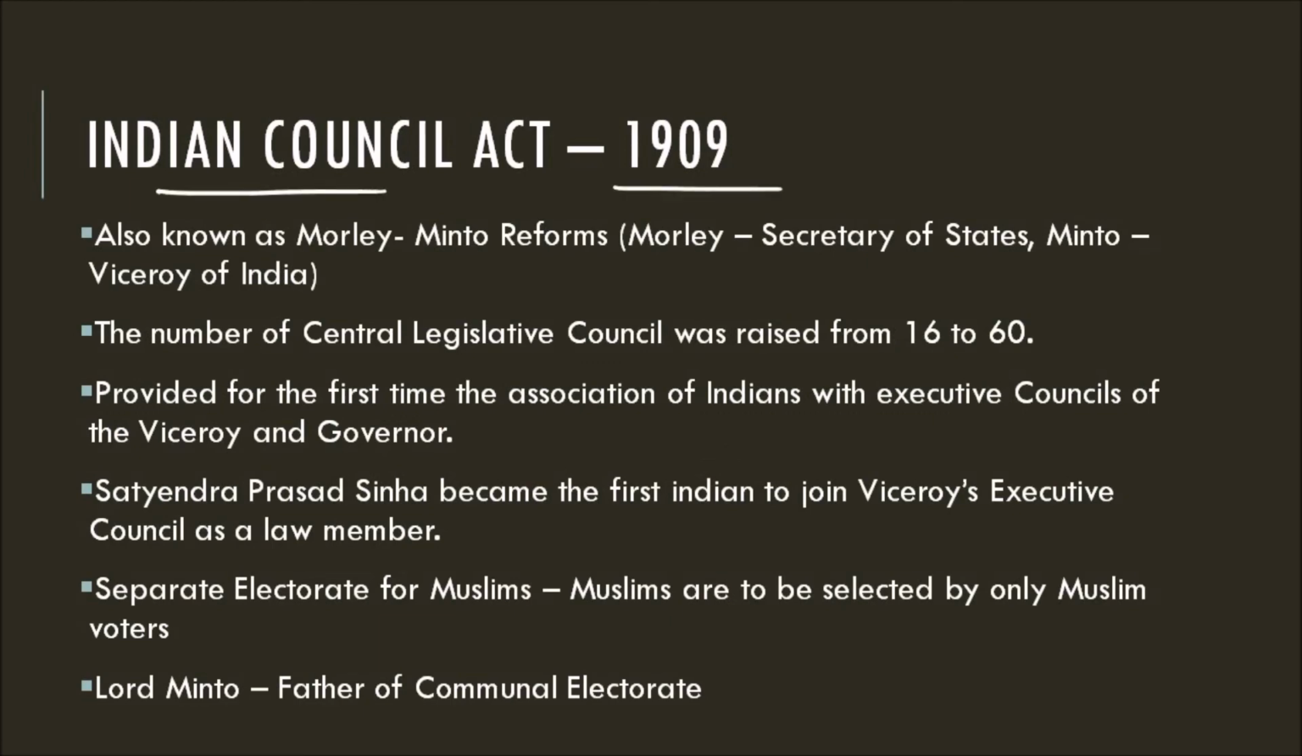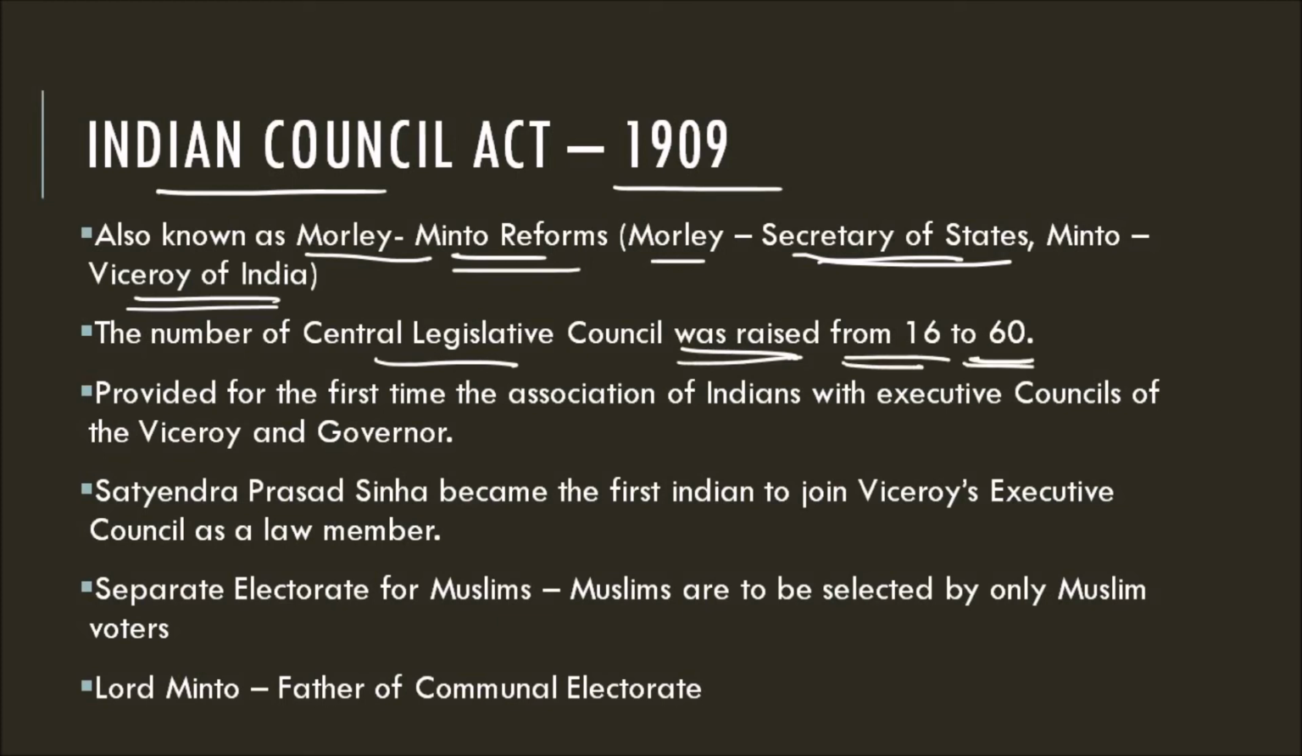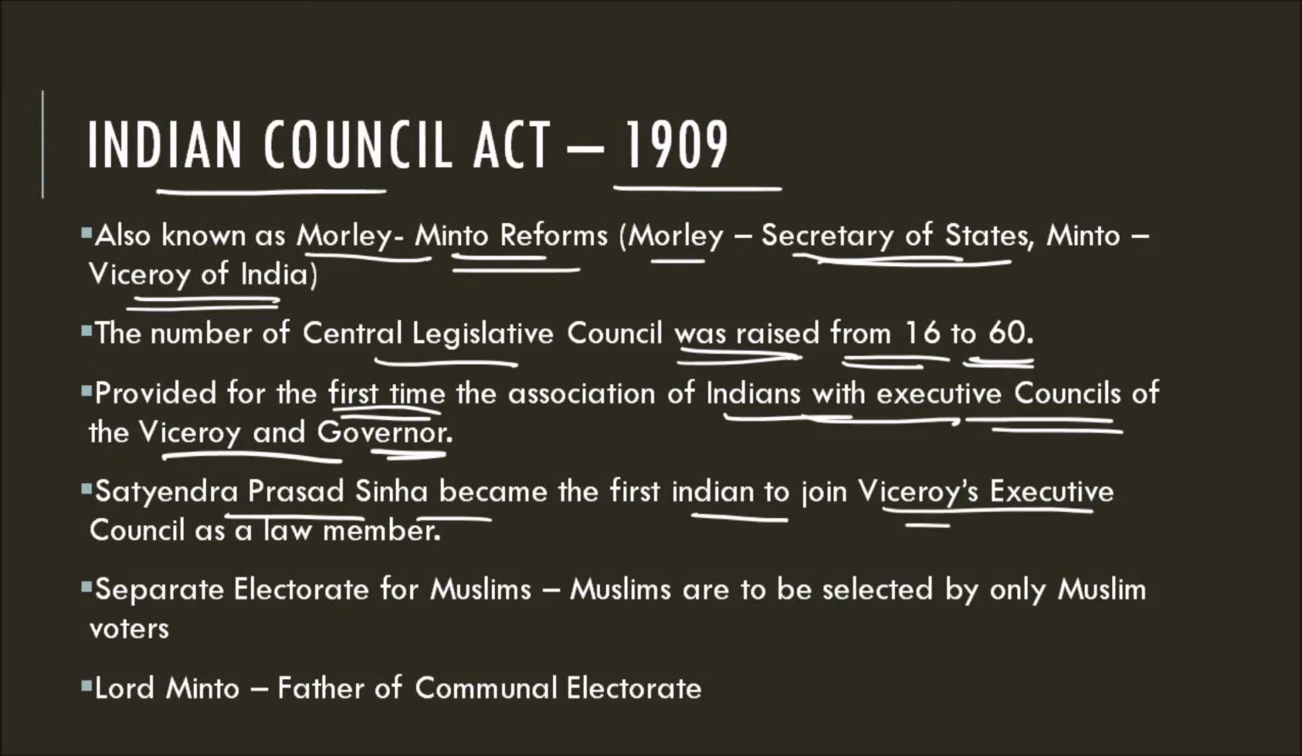It was also known as the Morley-Minto Reforms. Morley was the Secretary of State at the time, and Minto was the Viceroy of India. With this act, the number of members of the Central Legislative Council was raised from 16 to 60. It also provided, for the first time, the association of Indians with the executive councils of the Viceroy and Governors. And Satyendra Prasanno Sinha became the first Indian to join the Viceroy's Executive Council as a law member.